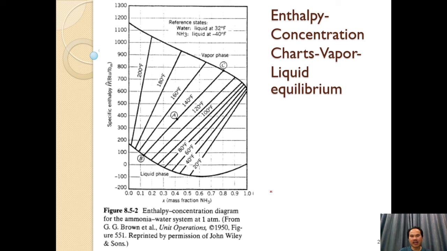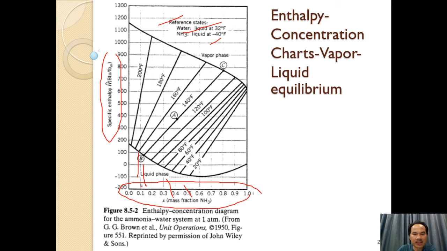The last chart that we will show you is the concentration chart, the vapor-liquid equilibrium. In this case, this area is the liquid phase and the area of this is the vapor phase. This is referenced to water liquid at 32 Fahrenheit and ammonia liquid at minus 40 Fahrenheit. This is an ammonia-water system. The vertical axis, the y-axis, is specific enthalpy. This is the composition of ammonia. 0 ammonia is 1 water. 0.1 or 10% ammonia is 90% water, like this.